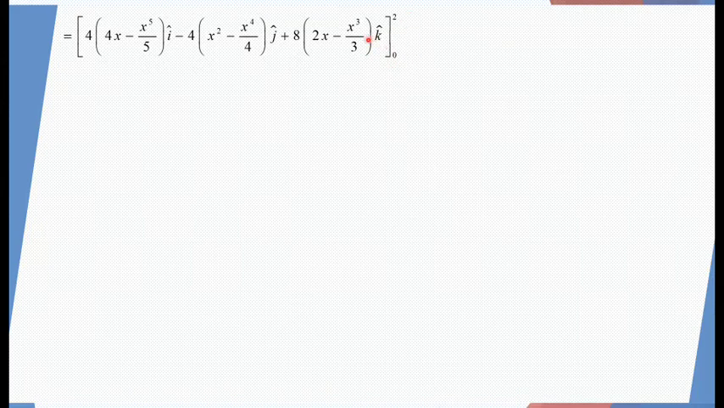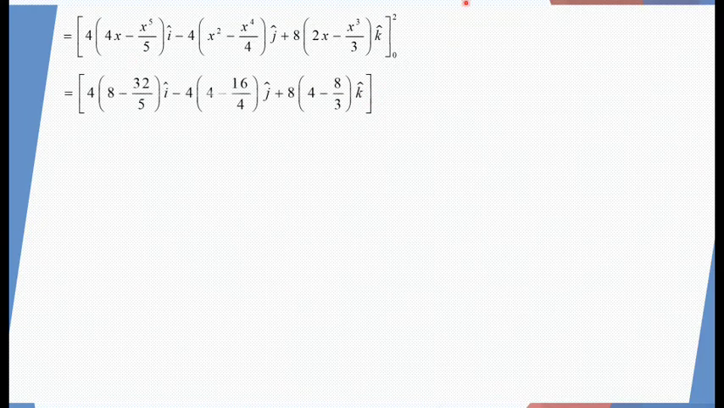So on putting the limit x equals 2 and x equals 0. When we put x equals 2, then 4 times 2 is 8 minus 2 raised to power 5, that is 32 by 5, and when we put 0, then the entire function will be 0. Same as here, x square means 2 square, that is 4. 2 raised to power 4 is 16 by 4, that is 4. And 8 times 2x minus x cube by 3 gives 2 times 2 minus 2 cube by 3, that is 8 by 3.